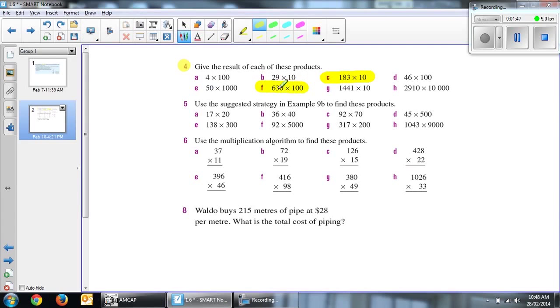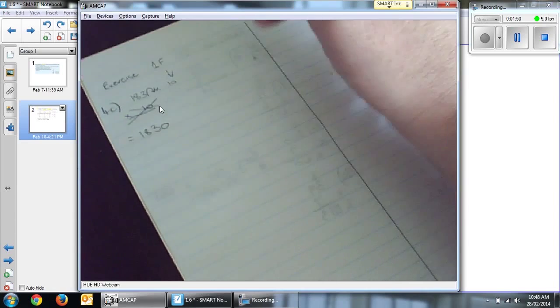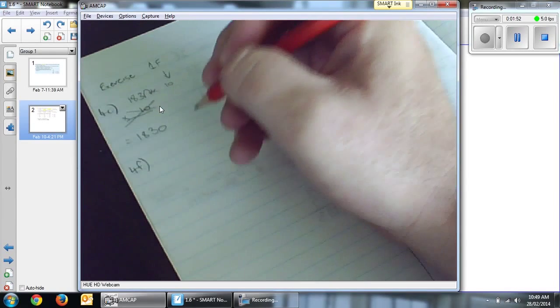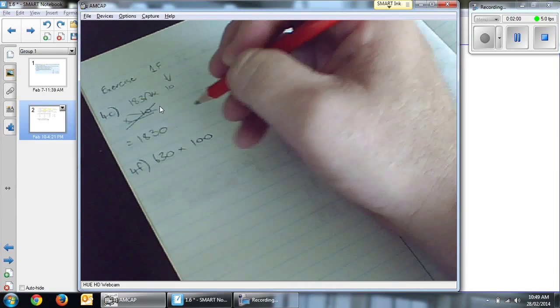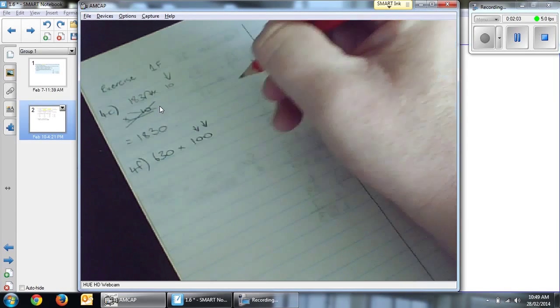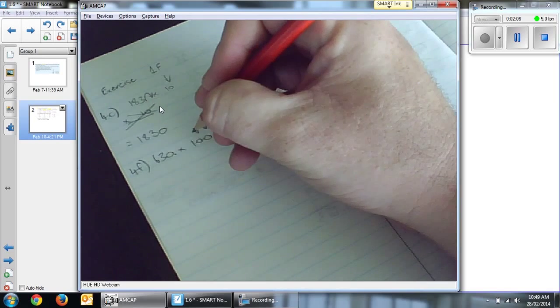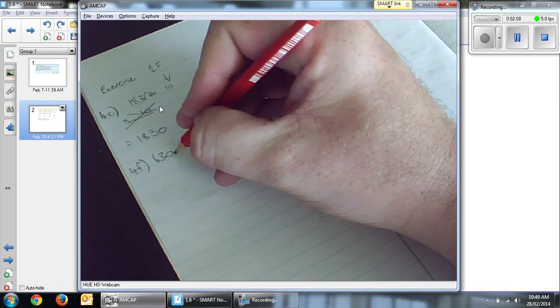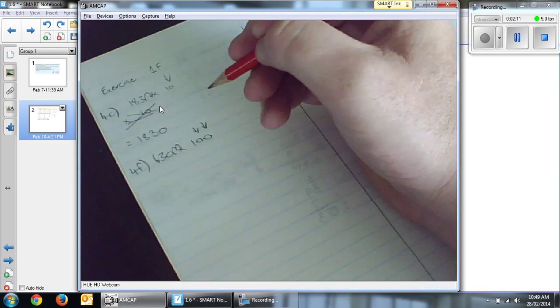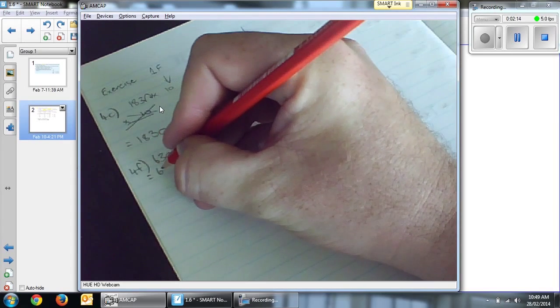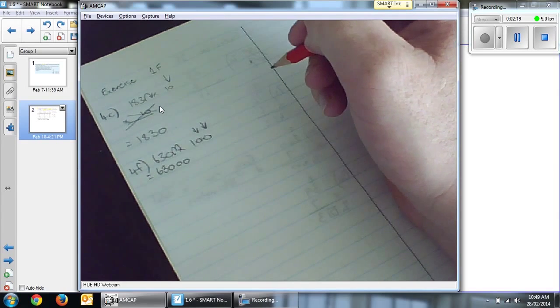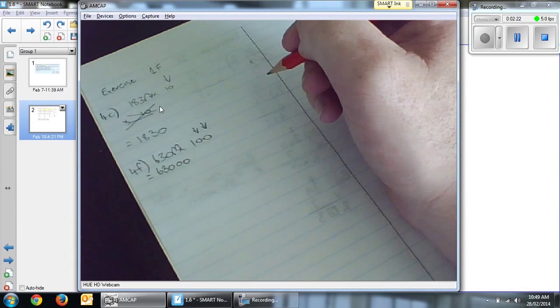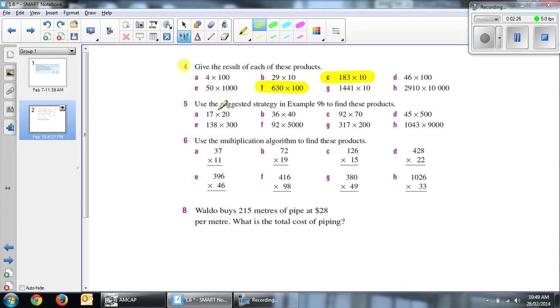Okay, let's have a look at question F. It's a little bit more complicated. So once again, 4F, and 4F is 630 multiplied by 100. Okay, so once again, we have 2 zeros here. We move the decimal place, which is here, even though it's not written down, it's always there. And we move the decimal place twice to the right. So our answer will be 630, and we put in those extra 2 zeros. So we end up with 63,000.